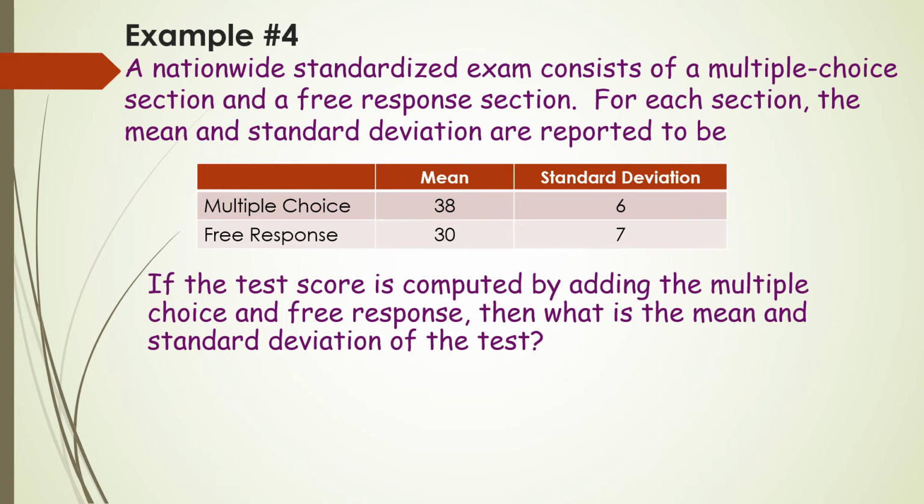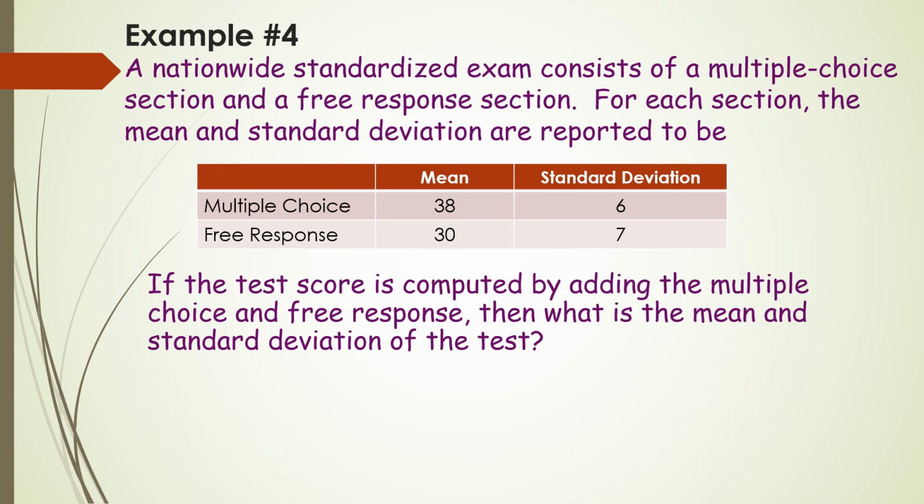So here we go. This is our last example. A nationwide standardized exam consists of a multiple choice section and a free response section. For each section, the mean and standard deviation are reported to be, here's our multiple choice average and our free response average with our standard deviation. If the test score is computed by adding the multiple choice and free response, then what is the mean and standard deviation of the test?